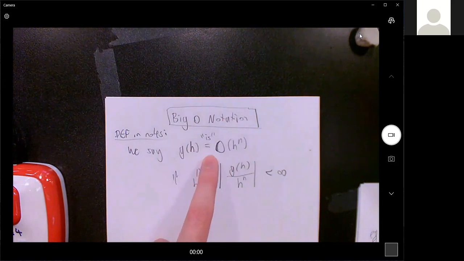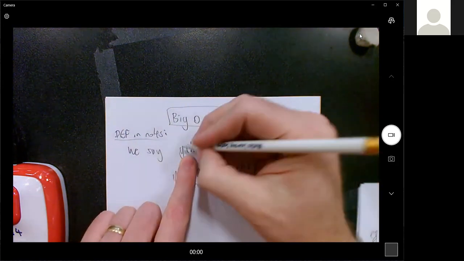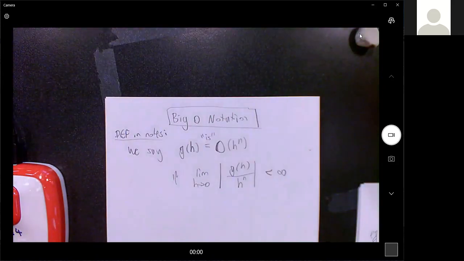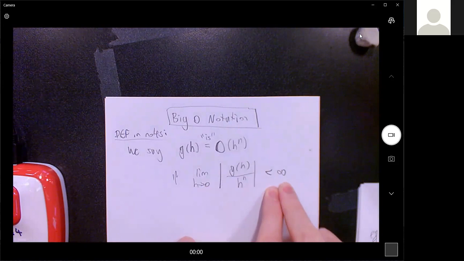g of h is a function which has the description big O of h to the power of n, like it is in the category of big O, as opposed to being equal to whatever weird thing big O is. So we're actually saying that we are allowed to describe the function g of h as big O of h to the power of n if this thing happens. And when they say less than infinity, they just mean is equal to a number.